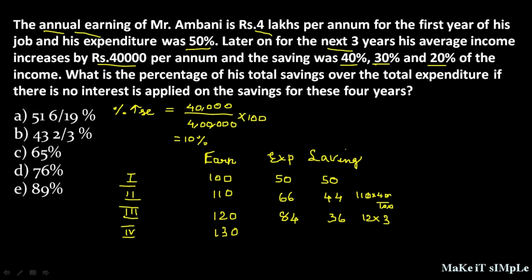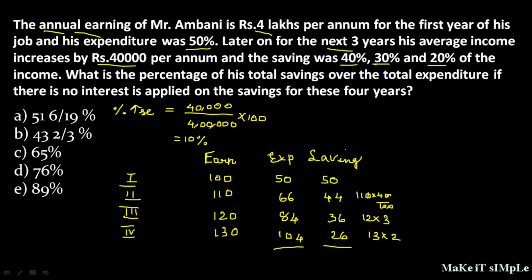Next 20% they have given. 20% of 13 into 2, we'll be getting it as 26 as savings. Then expenditure will be 130 minus 26, which is 104. So we have to add all the expenditure and all the savings.